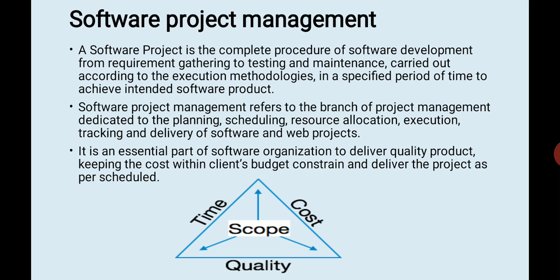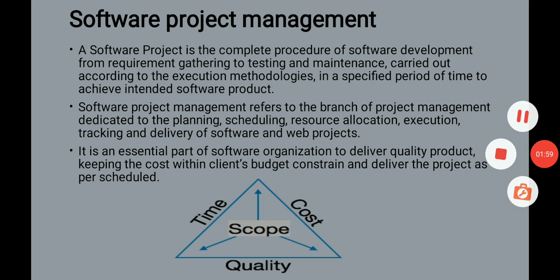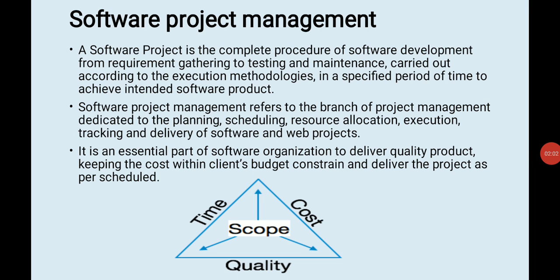Software project management. A software project is the complete procedure of software development from requirement gathering to testing and maintenance, carried out according to the execution methodologies in a specified period of time to achieve intended software product. Like we discussed in our previous lectures of software lifecycle models, we discuss all the stages of software development: requirement analysis, gathering, then deployment, then implementation, testing, maintenance, etc. Right? So all this comes in the software project.